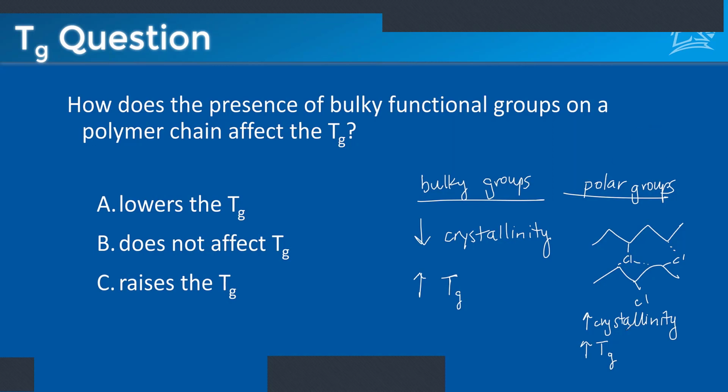So in the case of polar groups, the presence of polar groups increases both of these, crystallinity and glass transition temperature. But bulky groups is a little bit different. It can have different effects because while it makes the chains spaced farther apart, it promotes entanglement, which is what we care about with glass transition temperature, the polymer chains being able to slide past one another.